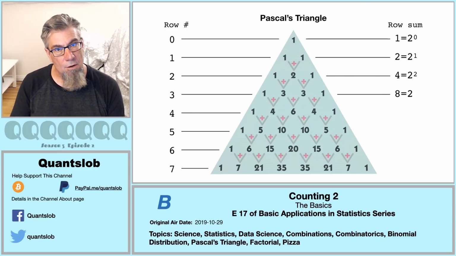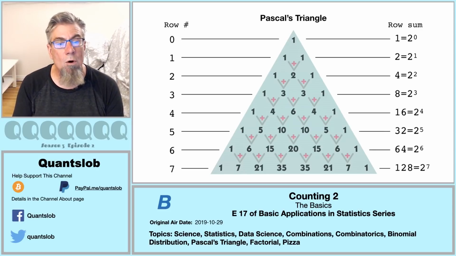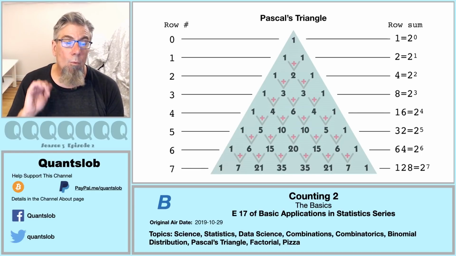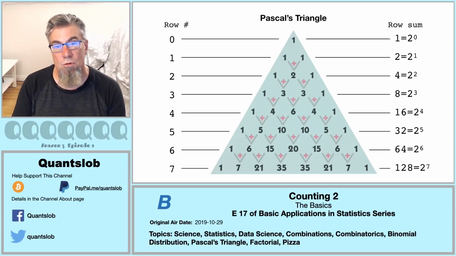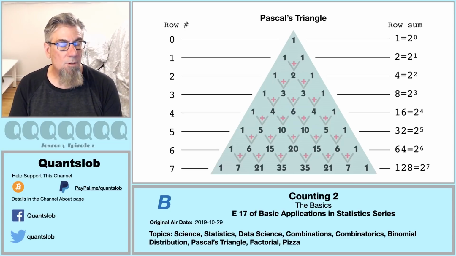Notice that here in Pascal's triangle, the row sums, that is the sum of the numbers in each row, is equal to the number 2 raised to the power of the row index. For example, the row sum of row 6 is equal to 2 raised to the 6th power, which is 64. So thinking about pizzas, what this means is that if we have 6 available toppings, there are a total of 64 different pizzas we can make.